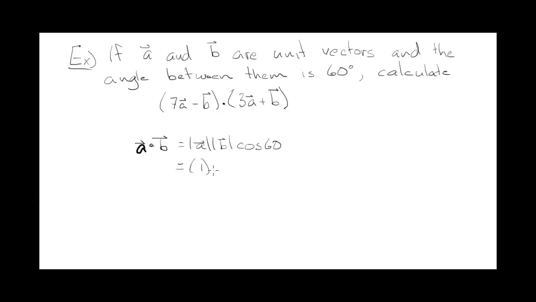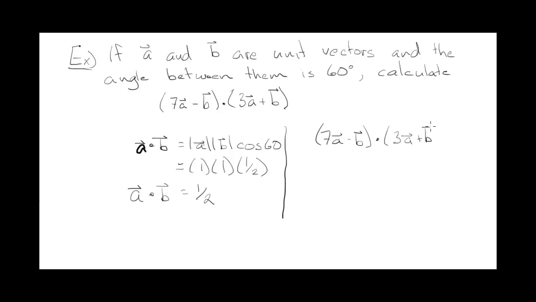Magnitude of A is 1. Magnitude of B is 1. And then the cosine of 60 is 1/2. So A dot B is equal to 1/2. That will be useful when we do this. So now I'm going to look at this: 7A minus B dot 3A plus B. I want to calculate this value.